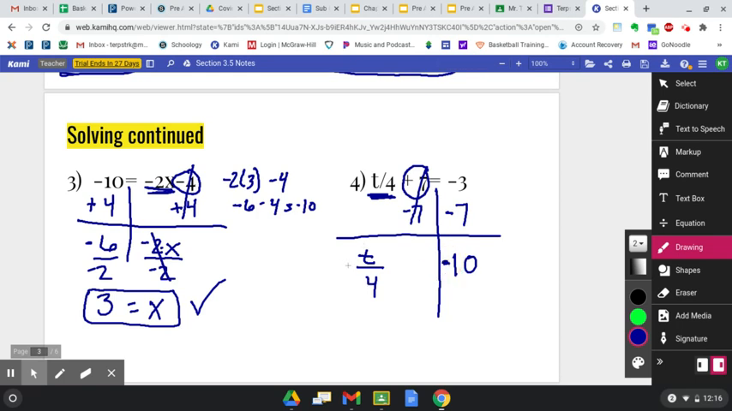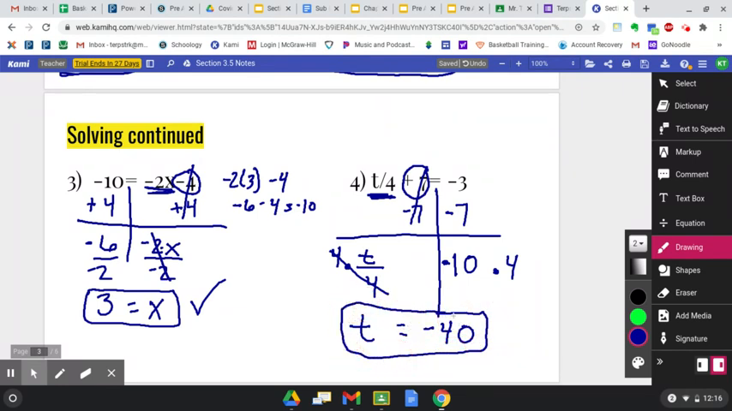The inverse of division is multiplication. And again, 4 divided by 4 equals 1t. That's what I'm trying to do, isolate. And I have to multiply this side by 4. So negative 10 times 4 is negative 40.